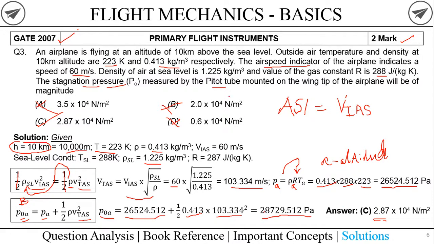For better clarification on true airspeed and indicated airspeed, you can always watch the respective video. For basic understanding, just remember that true airspeed is the airspeed corrected for the density at that altitude, and indicated airspeed basically takes in the sea level density as it is calibrated.